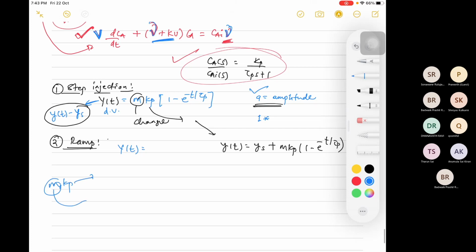Now the values of M and Kp will change according to the system and process. Suppose you are given a thermometer, then the value of Kp is different. If you are given a step injection in a liquid level tank, then your Kp is different. And why are you getting A here? In case of a liquid level tank, why are you getting amplitude there? Because your Kp value is 1, right? Does Kp come as 1 or h upon R? No, it is R, no? Yeah.